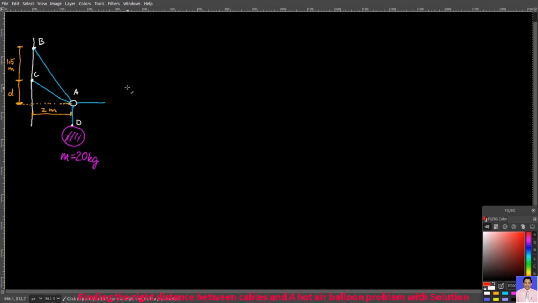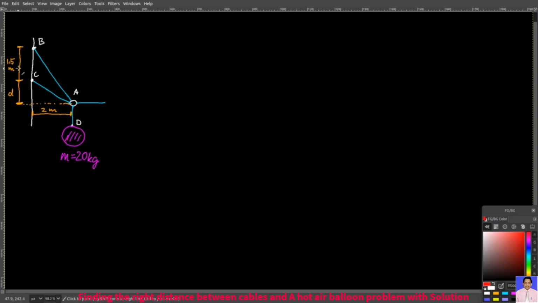Welcome back. I have one more structure here made of cables. You have this ring A, then you have this sphere. Its mass is 20 kilograms. And then you have two cables here going from A till point C, and then from A till point B.